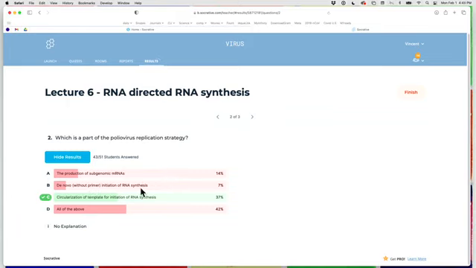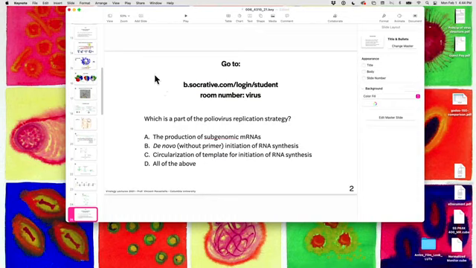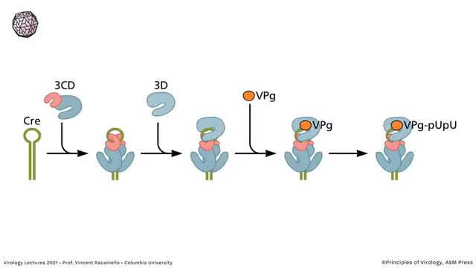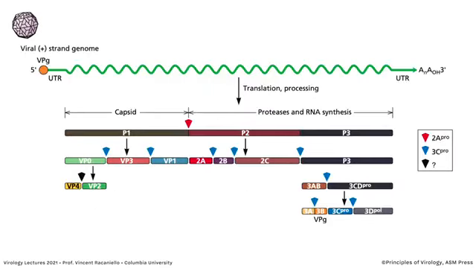De novo initiation without a primer? No. So it's circularization only. I obviously did a poor job of teaching you. Sorry about that. Let's go back to where the polymerase comes from.